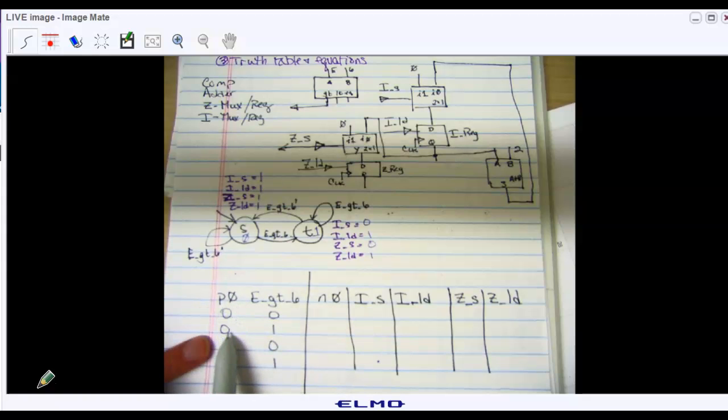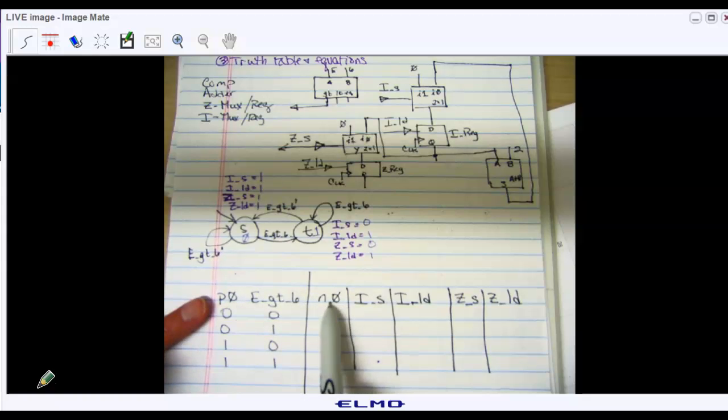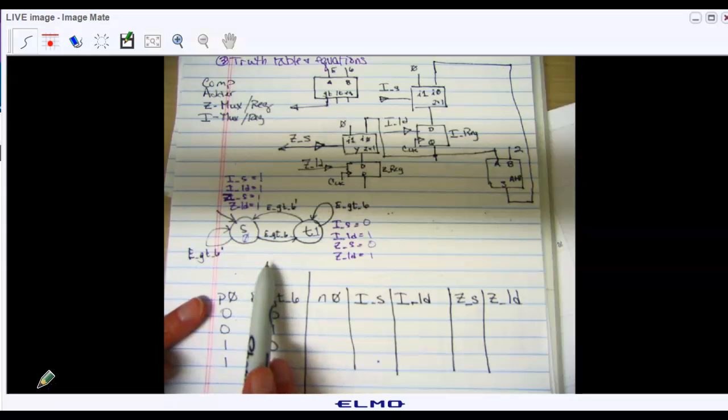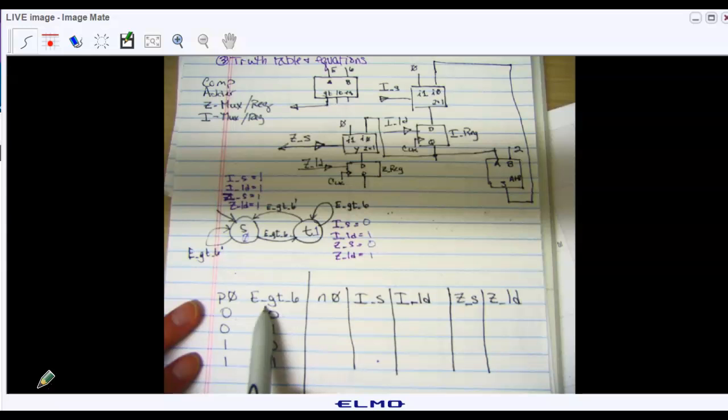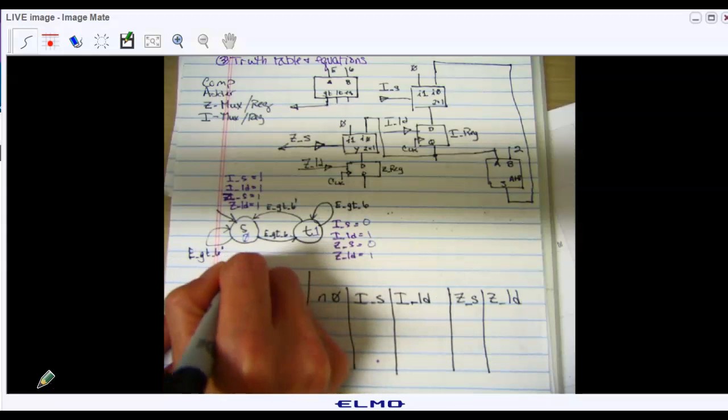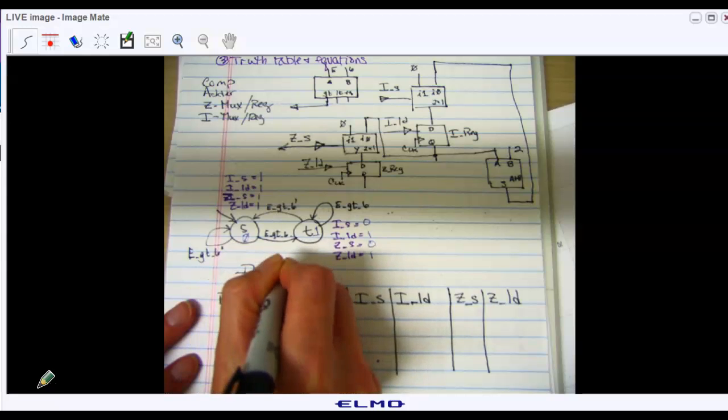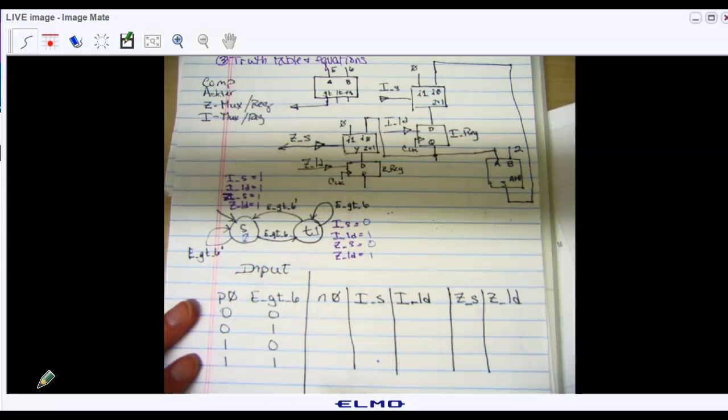So present state is 1 single bit. Next state is 1 single bit. Your other input to this finite state machine is the transition line variable, so that's the E greater than 6. So on the input side, you have 2 variables. So you can fill out your left-hand side of the truth table the way you normally would. So 0, 0, 1, 1, 0, 1, 0, 1.